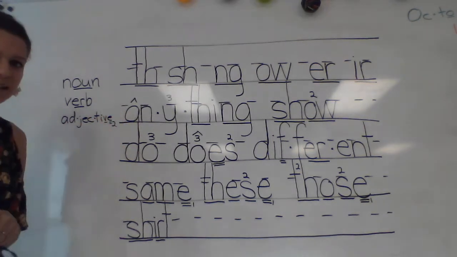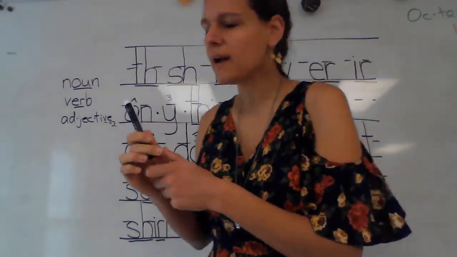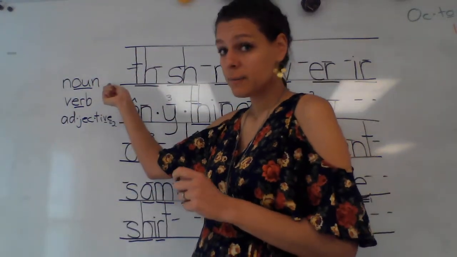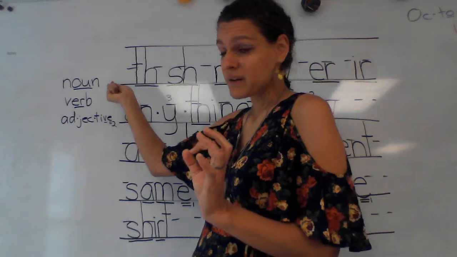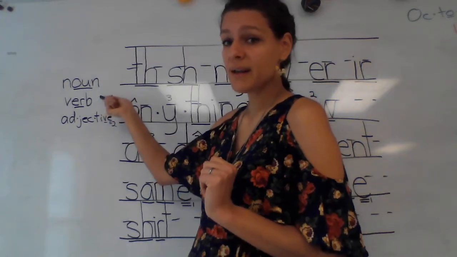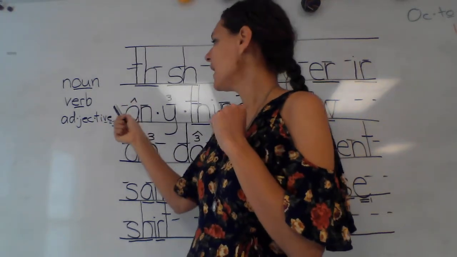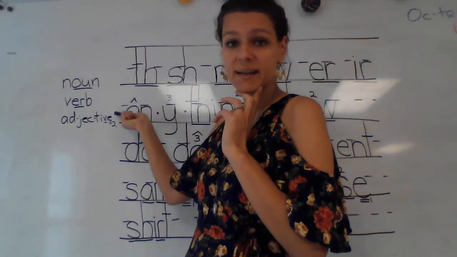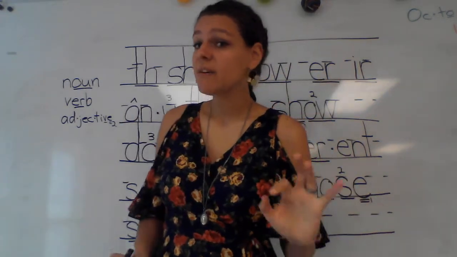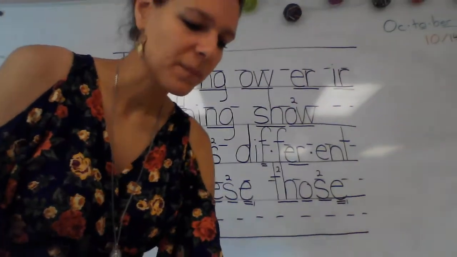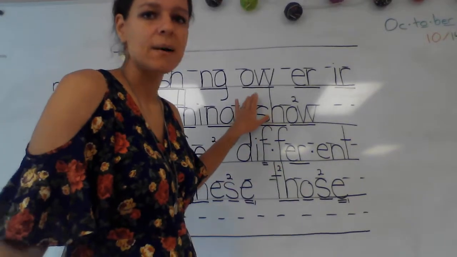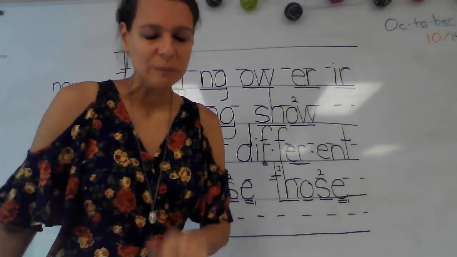So good, adjective. So the three parts of speech we know are noun, which is what? Good, a person, place, or thing. A verb, which is what? An action, good. And an adjective does what? Good, an adjective describes a noun. All right, first let's come to our word show.